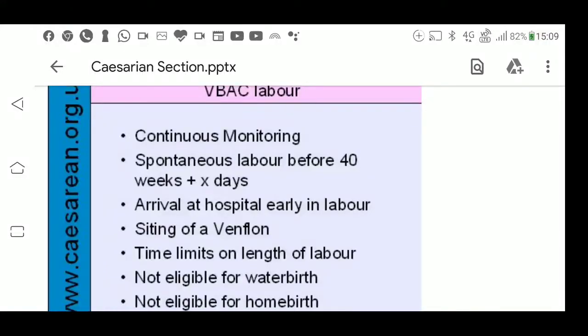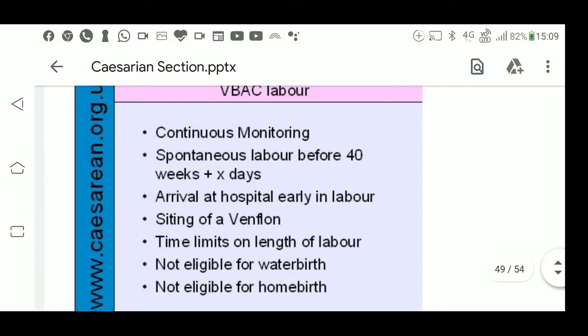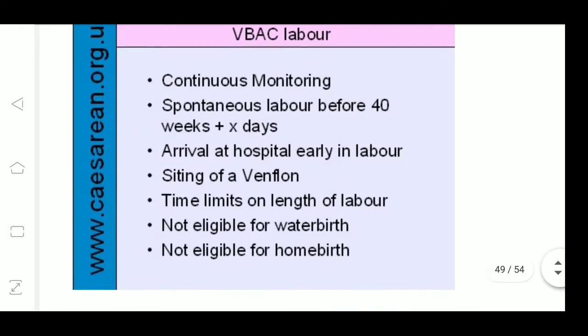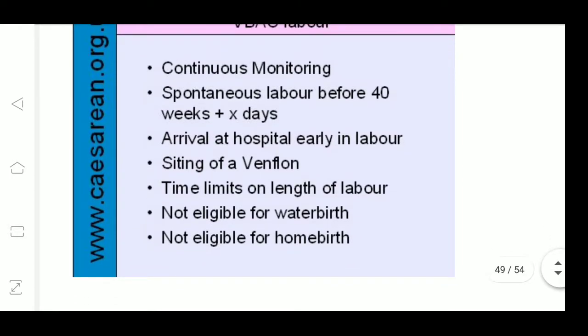How do we monitor a patient who is for vaginal birth after Caesarian section? The patient should be monitored continuously. The patient should be having spontaneous labor before 40 weeks, and she should arrive at the hospital early in labor. There is a time limit on the length of labor. She is not eligible for water birth or for home birth.